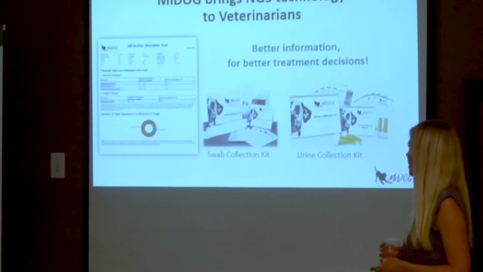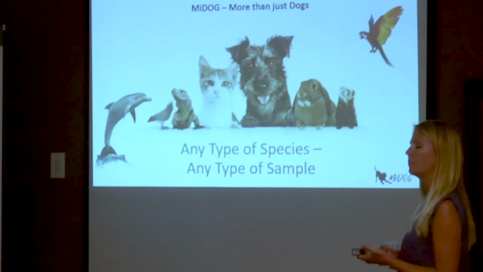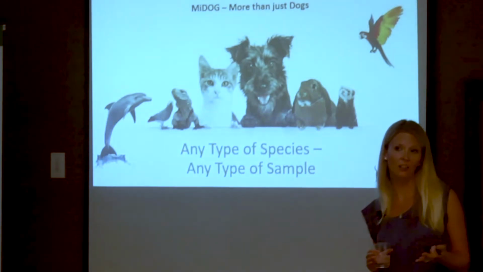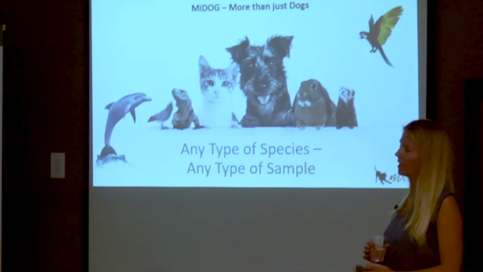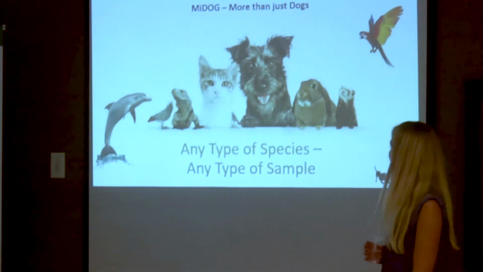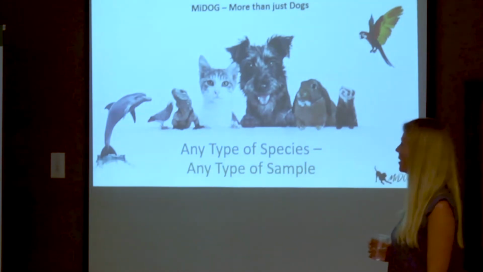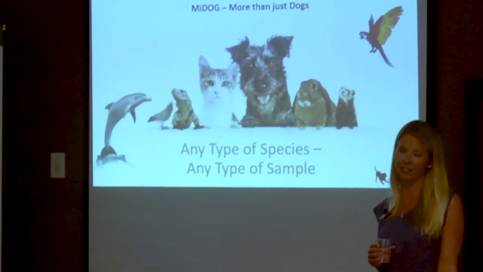We have swab collection kits and urine collection kits. And like I mentioned a little bit, we are more than just MiDOG. We know what a clinically healthy dog looks like, but we also run any kind of other samples. We have dolphin samples recently, birds, bunnies, as you know, for example. So we can really run any kind of species, any kind of sample.